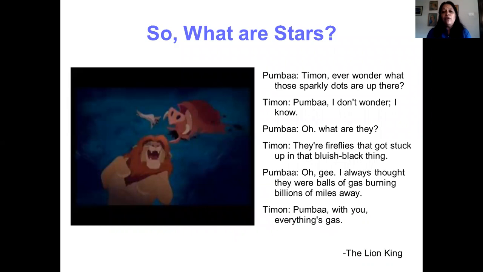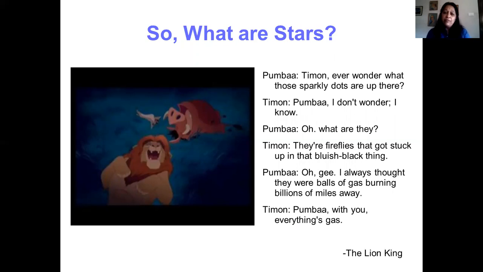So most of you would belong to this generation who did see Lion King either as children or as parents. And if you remember, there's a conversation between Timon and Pumbaa, where Pumbaa asks Timon, "Ever wonder what those sparkly dots are up there?" Timon says, "Pumbaa, I don't wonder, I know." Pumbaa says, "Oh, what are they?" So Timon says, "They are fireflies that just got stuck in that bluish-black thing." Pumbaa: "Oh gee, I always thought they were balls of gas burning billions of miles away." Timon says, "Pumbaa, with you, everything's gas." And I'm sure people who've seen the movie know the reference to this joke.